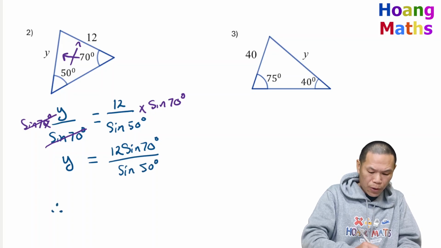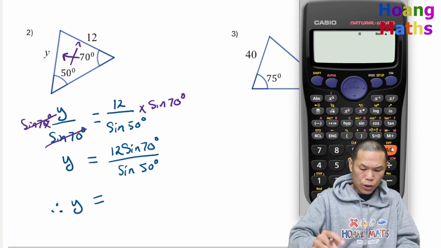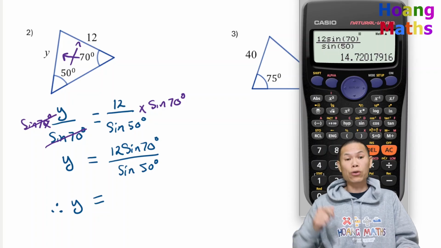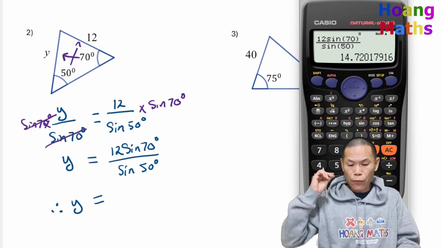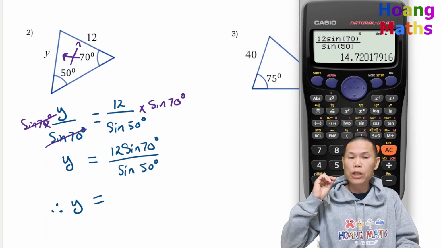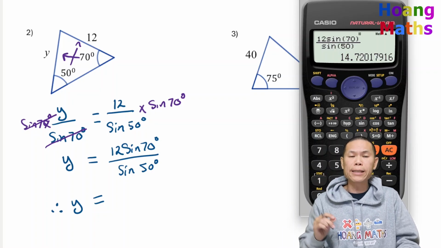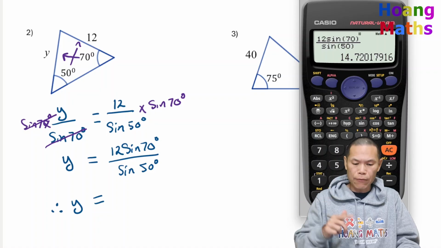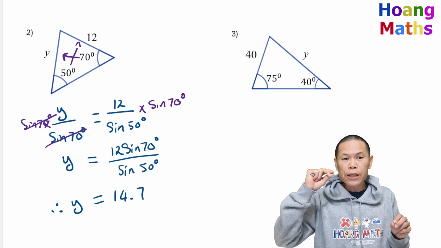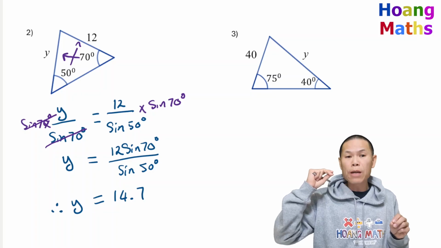So therefore, y equals, so just go 12 sine 70 over sine 50 degrees. So don't forget to close the brackets, okay? So it's 14.720 and so on. But because we need to round to one decimal place, that is 14.7. There you go. Please stop the video and try question number 3 yourself.